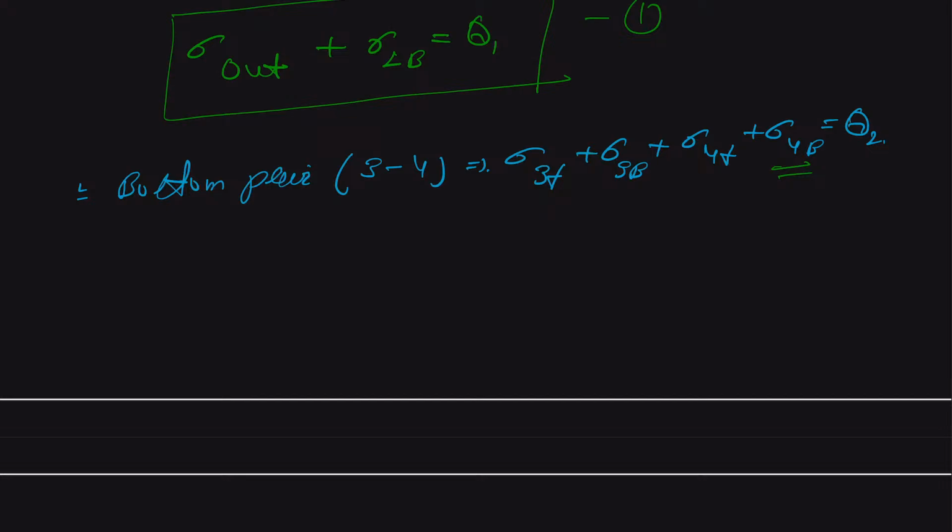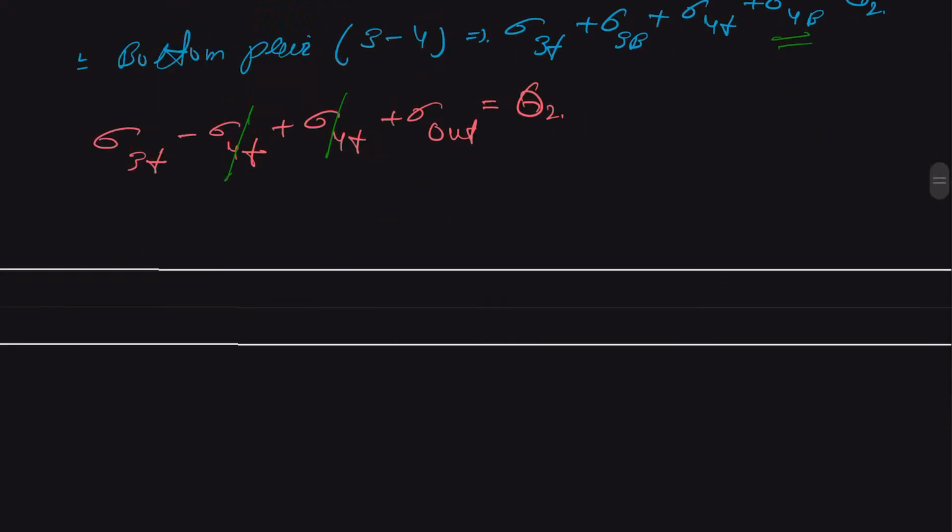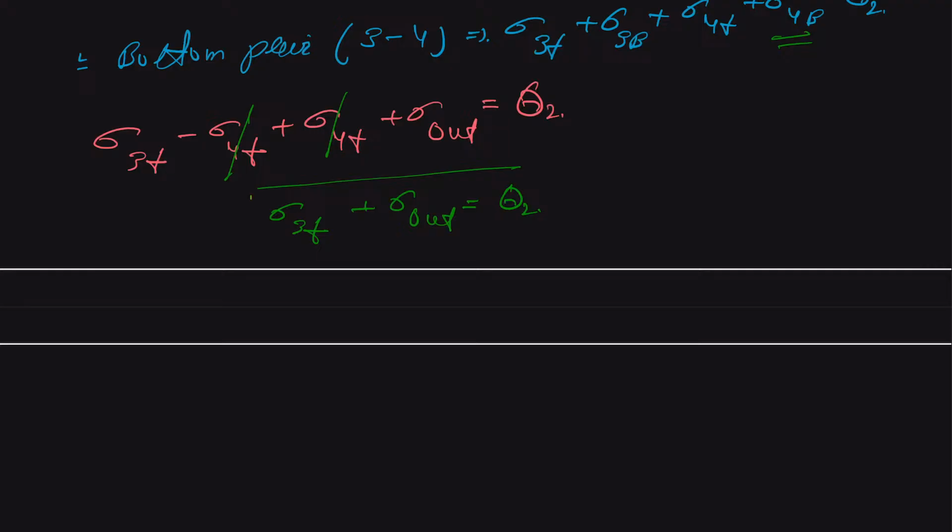So we simply replace it and we get sigma 3 top minus sigma 4 top, sorry, and this will be plus sigma 4 top, and this comes to sigma outer is equal to our Q2, and here the two terms cancel out, and this gives us that sigma 3 top plus sigma outer is equal to our Q2, and this is our equation number 2.